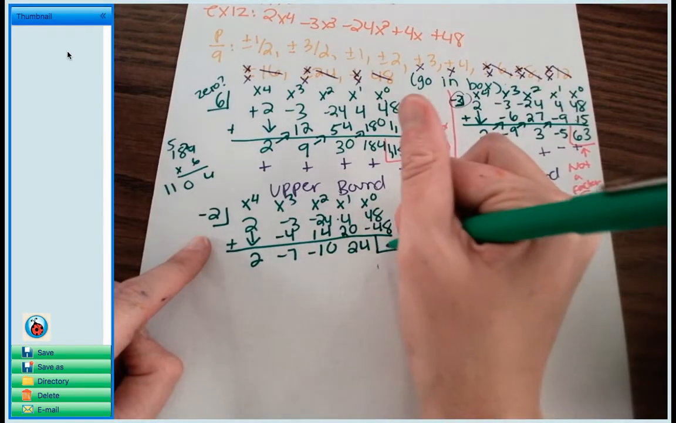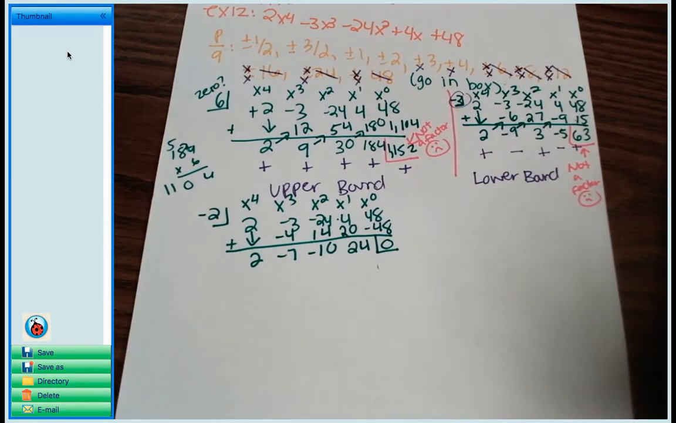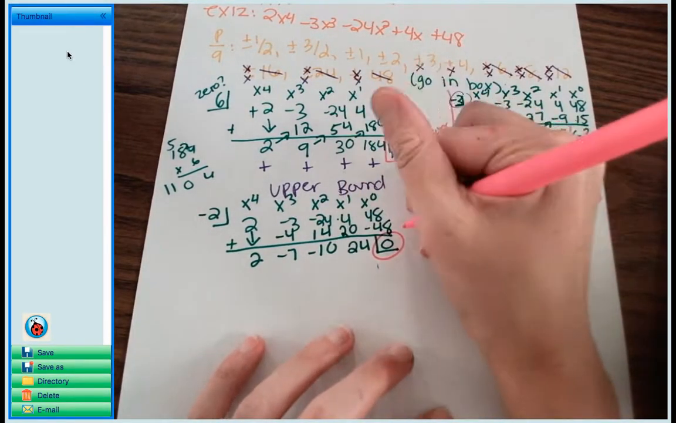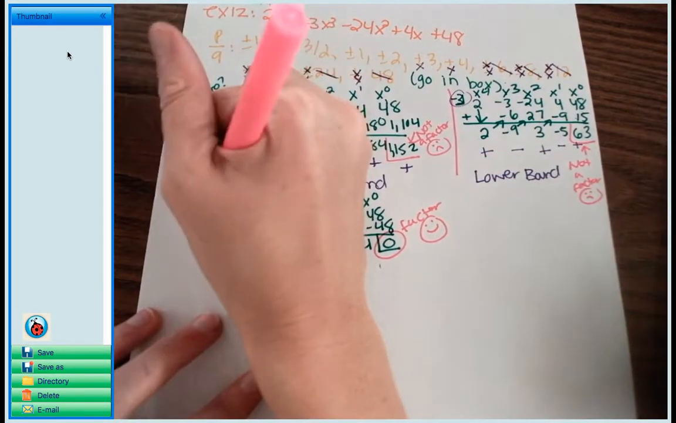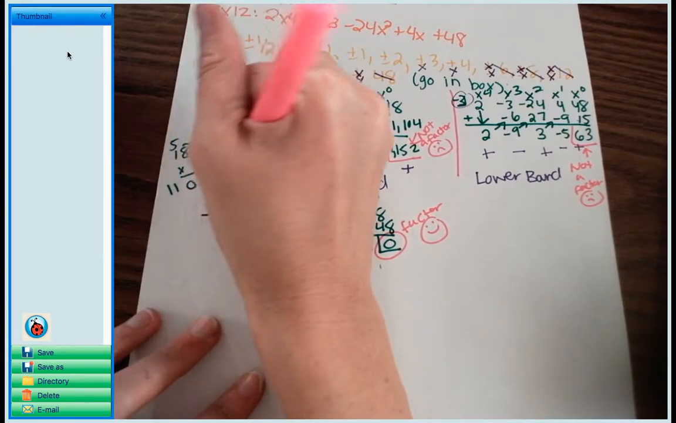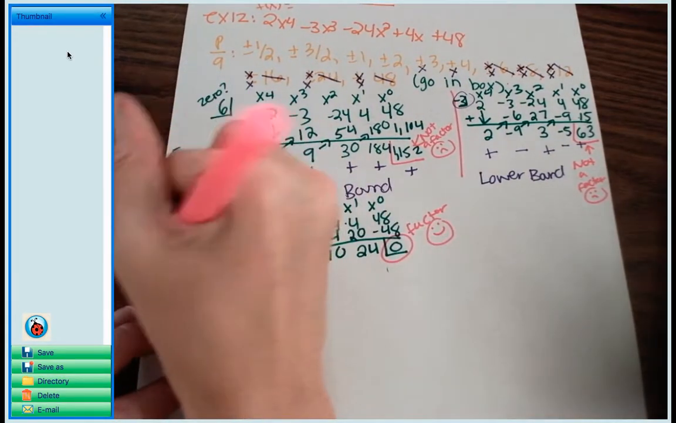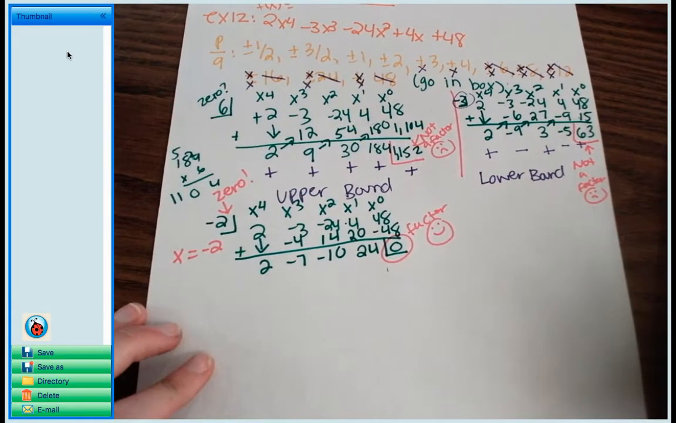Holy hot dog! Do you guys see this? We get 0 as a remainder. Yay! So we have spotted a factor, which makes us happy. Which means that this is our 0. Okay, so the first 0 that works is x equals -2.